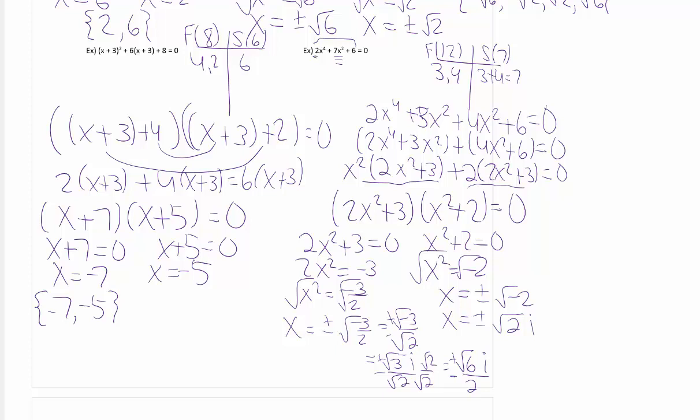So my solution set, if I wanted to write all of them out, would be negative square root of 6 i over 2, positive square root of 6 i over 2, negative square root of 2 i, and then positive square root of 2 i.